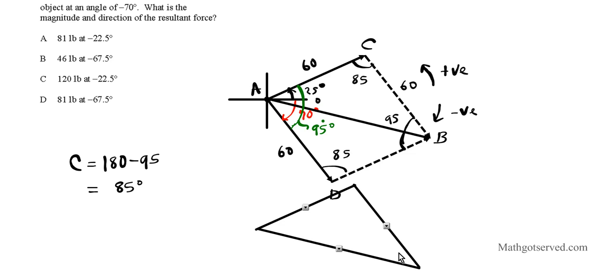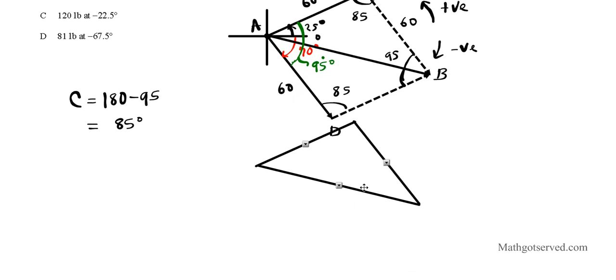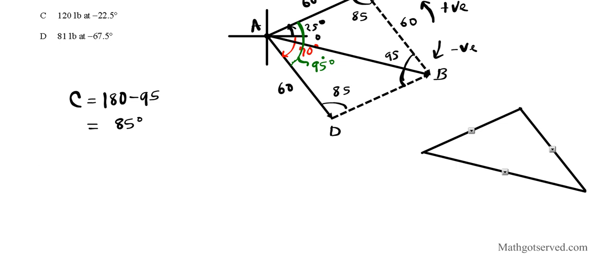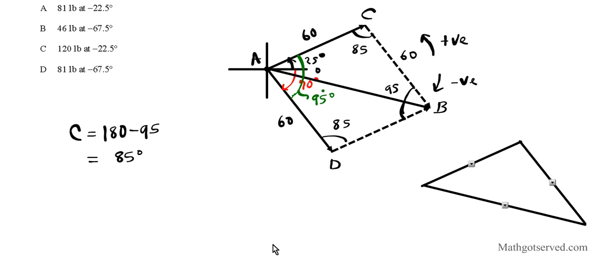All right, so let's just move that. Let's extract that down here and put it to the side so we can see what we're working with. Okay, so let's focus our attention on this triangle now. It's congruent to this triangle up here. This is A, C, B. This vector starting from A to B, that's what we're looking for. That's the resultant force. We know that this is 85 degrees, this is 60, and that is also 60.